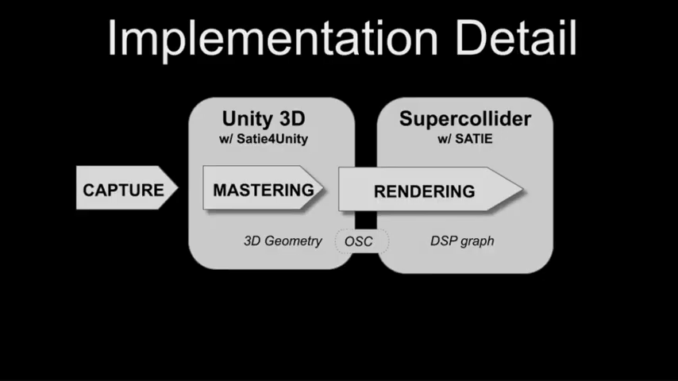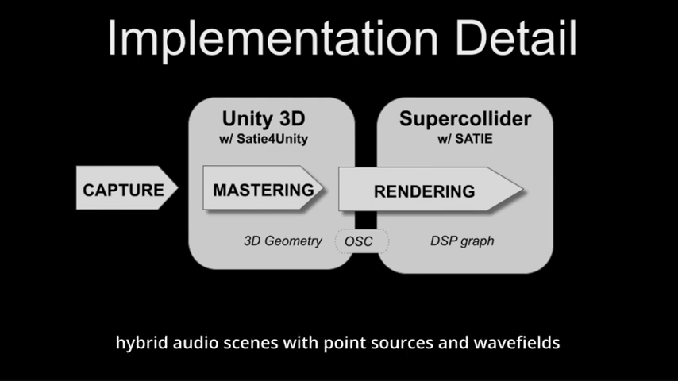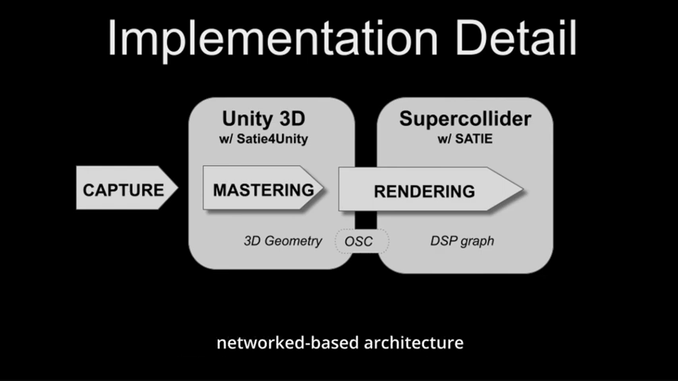Here you can see how sections of our pipeline integrate Unity and SuperCollider. Some noteworthy features: a high-density, real-time dynamic DSP graph, limited only by computing power; hybrid integration of point source and wave field representations; highly optimized multi-core DSP using Supernova; network-based architecture for distributability and scalability; and platform independence.